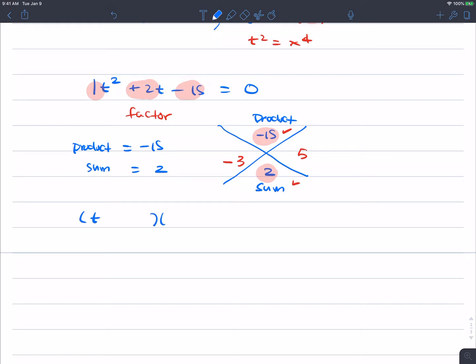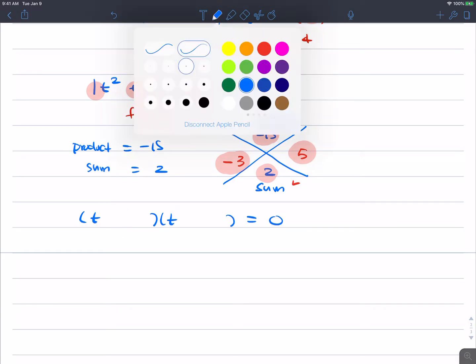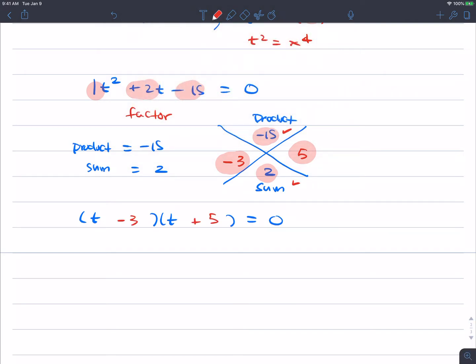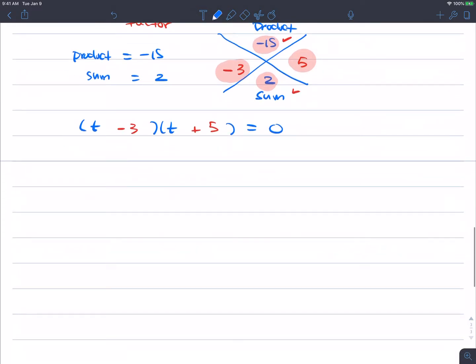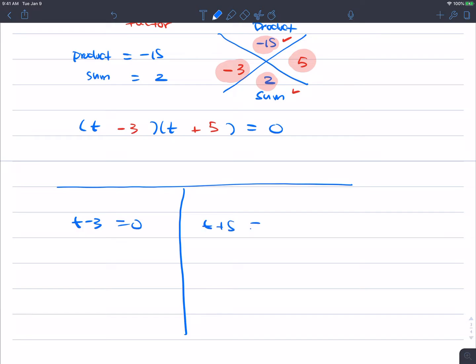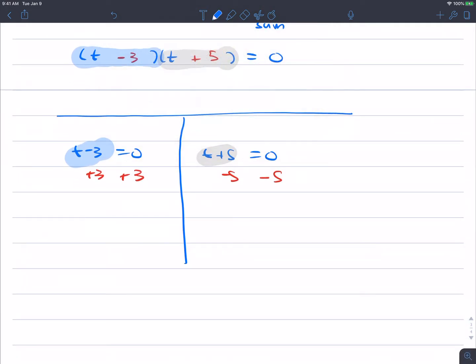So we'll have t equals 0. We'll use negative 3 and positive 5. Bring out the t. We get t minus 3 is 0, t plus 5 is 0 by the zero product rule. Just remember, you have a first term multiplied by a second term, and it equals 0. What that means is the first term is 0 or the second term is 0. So we can now solve these equations. Add 3, subtract 5. t here is positive 3, and t here is negative 5.